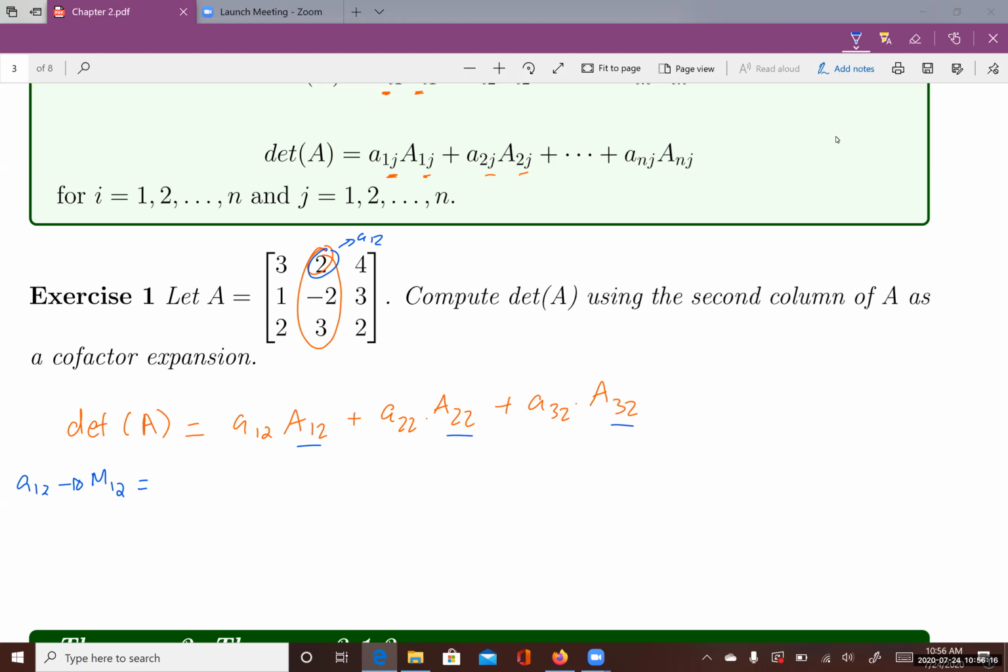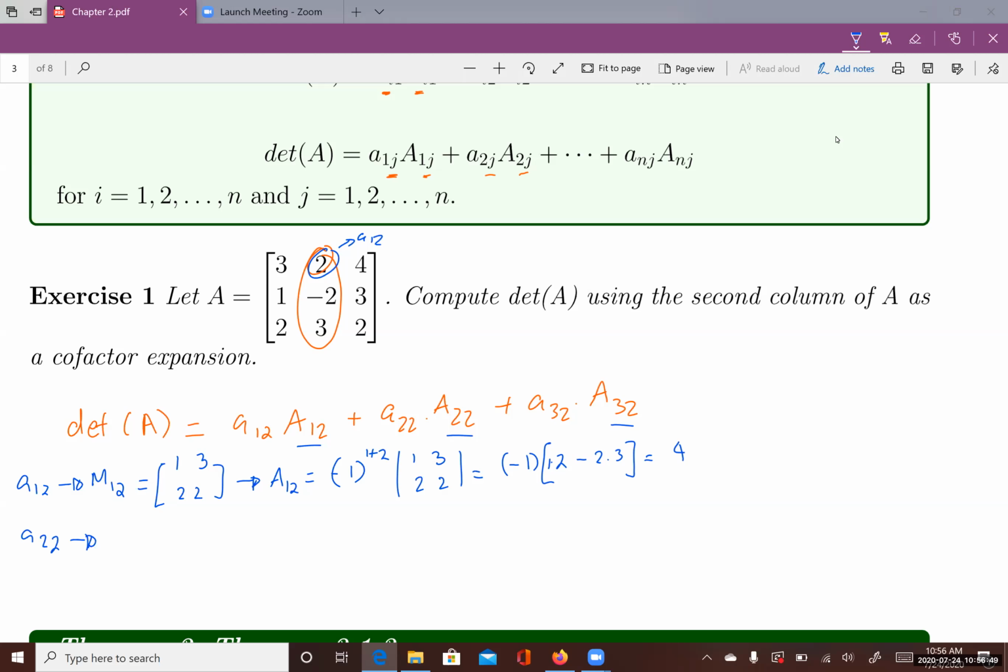M12 should be 1, 3, 2, 2. Then we know that big A12 equals -1 to the power 1 plus 2, multiplied by the determinant of this 2 by 2 matrix. That will give you -1 multiplied by 2 times 2 minus 3, which is 2 times 1 plus 2 minus 2 times 3, which is 4. Okay.